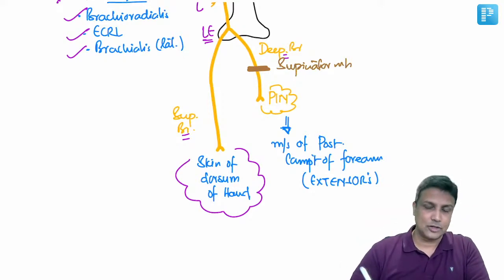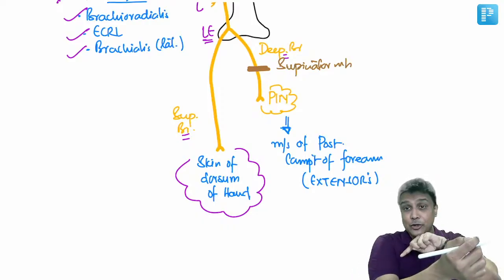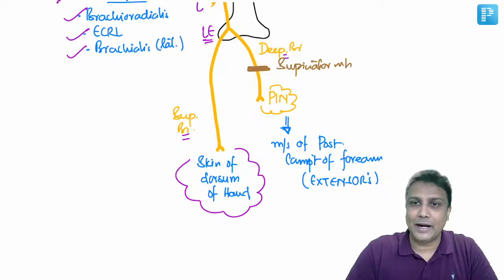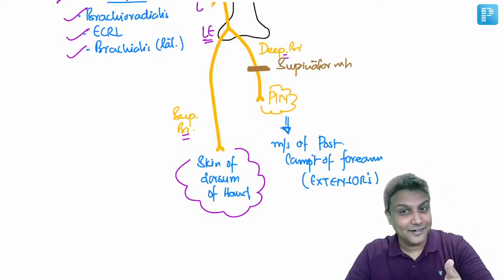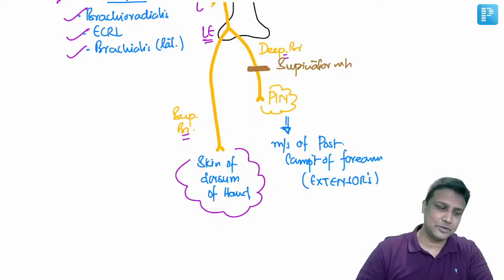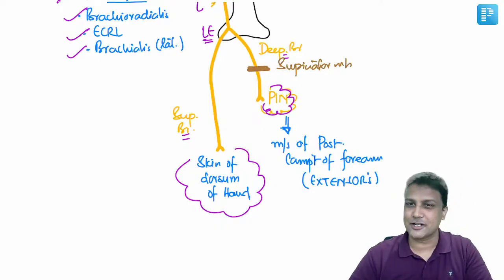Whereas the deep branch is going to pierce one muscle. Listen to this very carefully here. It is going to pierce a muscle. That muscle will be supinator muscle. After piercing that supinator muscle, it is going behind. And the moment it is going behind, the name changes. And now it will be known as the PIN, posterior interosseous nerve.